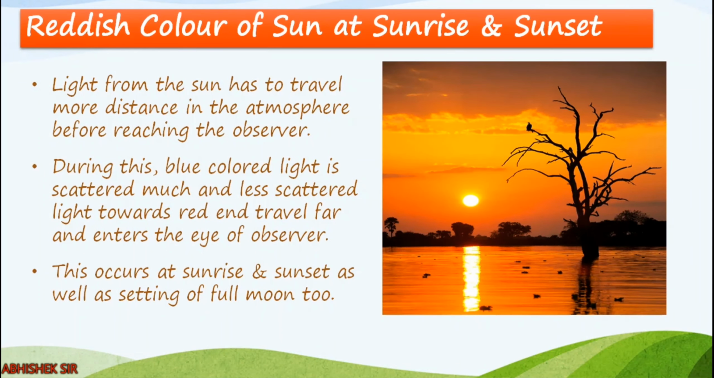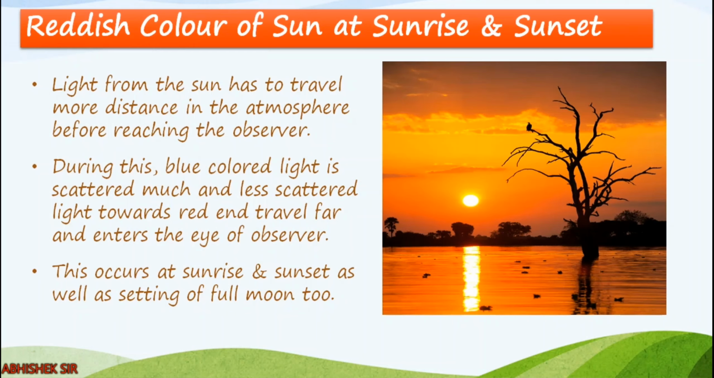Now the last topic, that is the reddish color of the sun at sunrise and sunset. You see, I have given an illustration of how the sky looks, how the sun looks at the time of sunrise and sunset. Now the answer is very easy. Also there is a figure given in our textbook, but you have to ignore that figure, or change the figure a little bit.